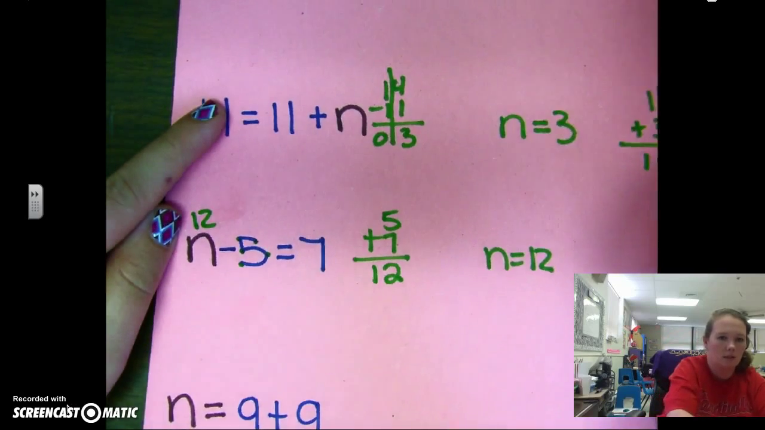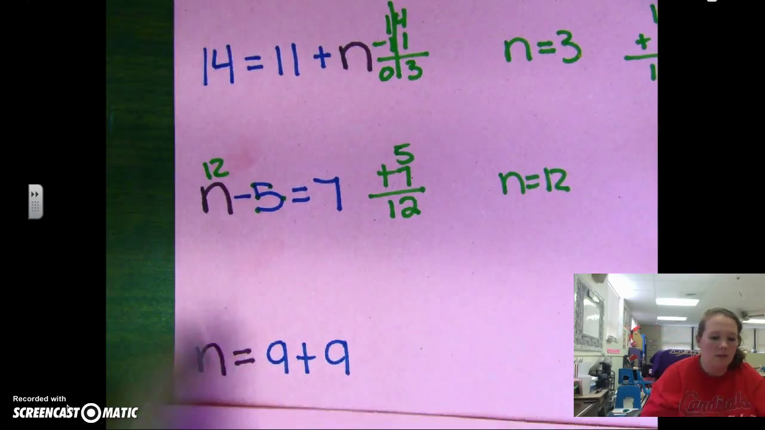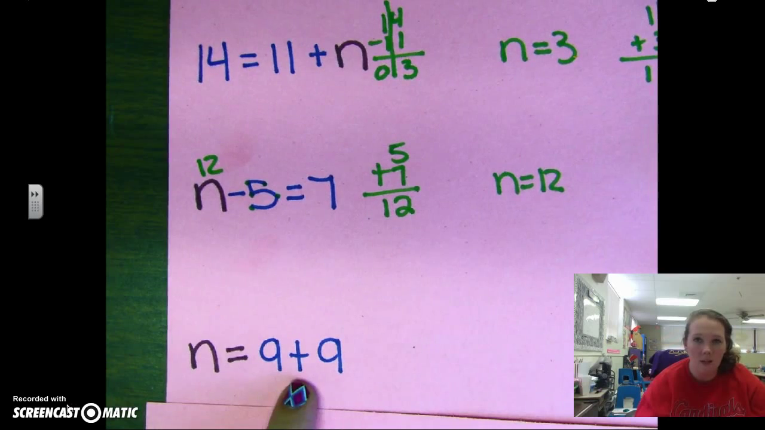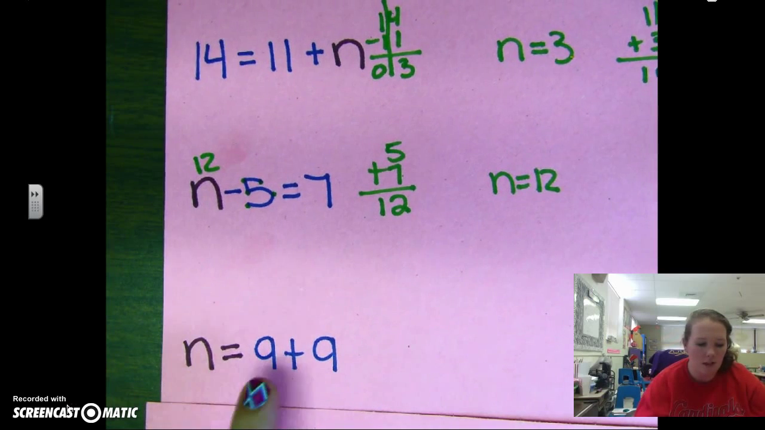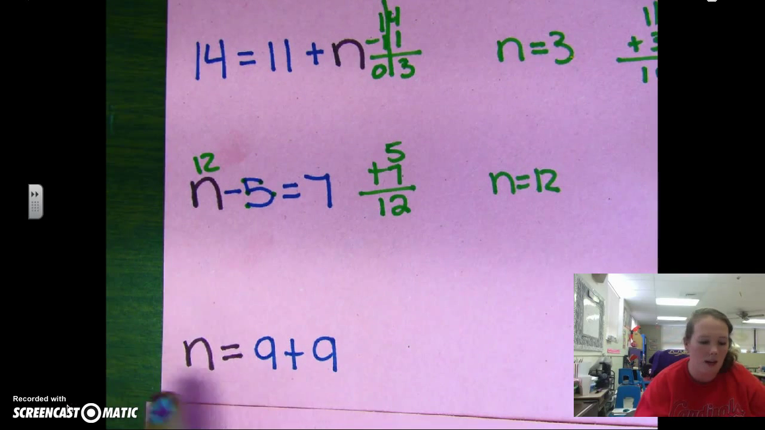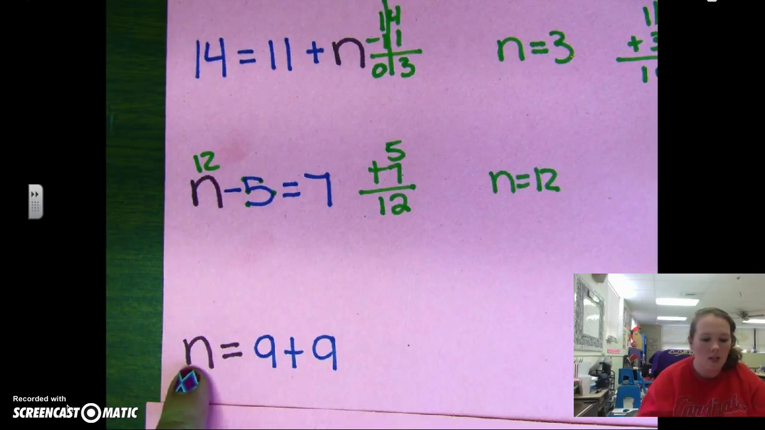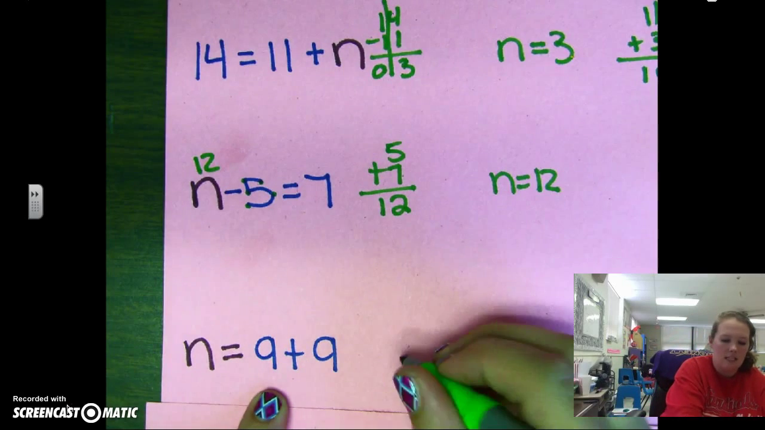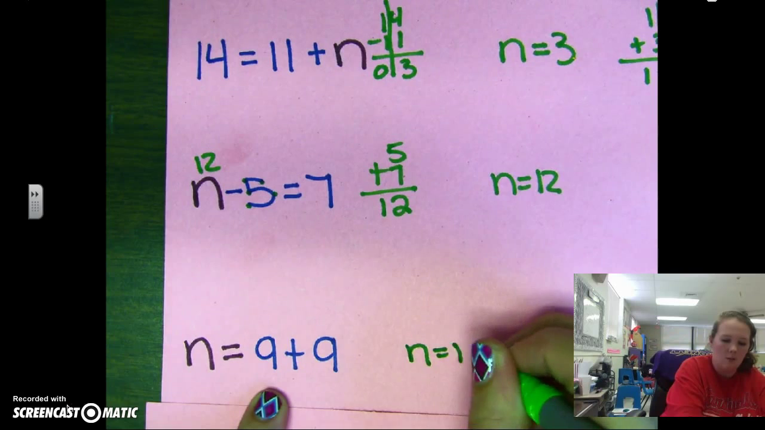Last one. N equals 9 plus 9. On this one, I just need to find the sum. I just have one simple addition problem, and I just need to figure out the answer. 9 plus 9 is 18, so I'm going to write n equals 18.